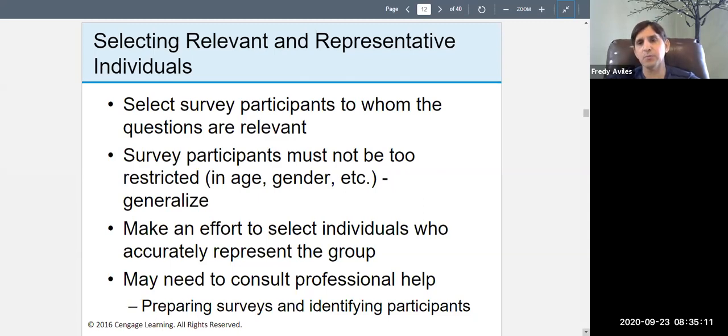It doesn't have to be that you select only people who are depressed. Maybe you just want to find out what percentage of people in the population are depressed. So you ask a whole variety of people questions about depression, and then you figure out what percentage of them actually qualify as being depressed. Survey participants must not be too restricted in age, gender, etc. You want to be able to generalize, so you don't want only young participants or only old, only males or only females, unless that's what your survey calls for. It could be that you only want older females because you're interested in menopause.